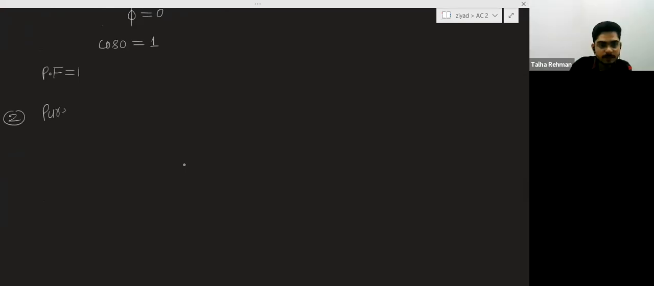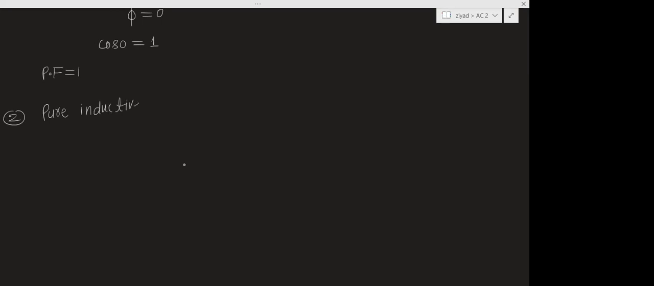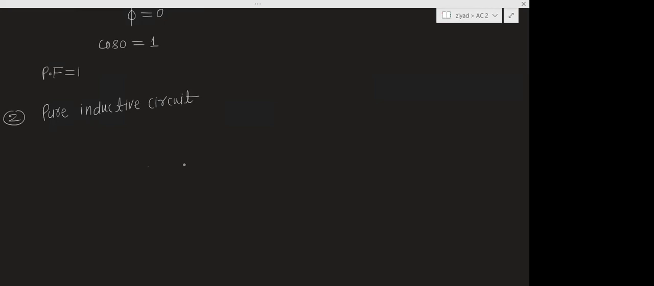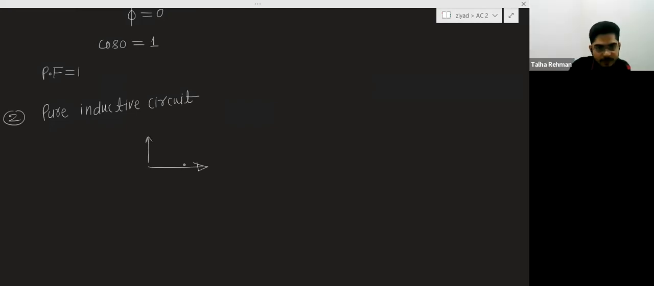Now, purely inductive circuit. What is the phase difference between the current and the voltage in a purely inductive circuit? I have told you in omega t, in an inductive circuit, the voltage leads the current by pi by 2.